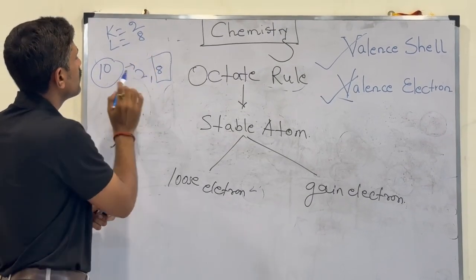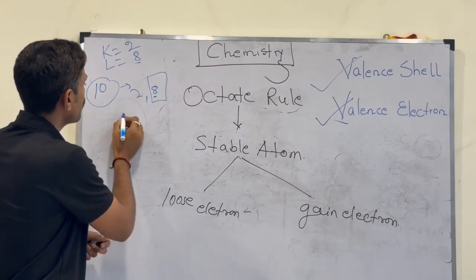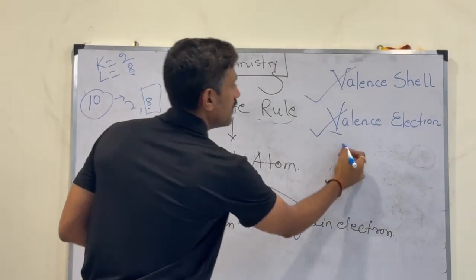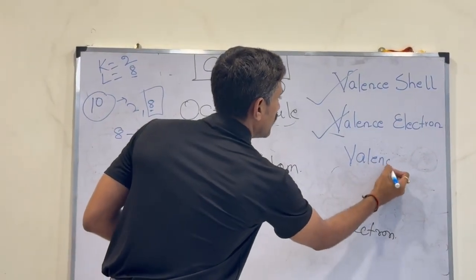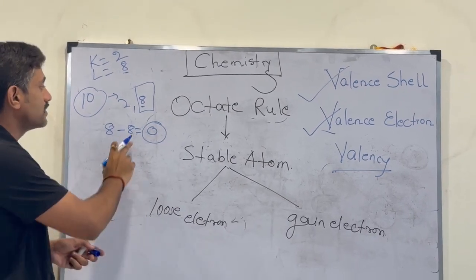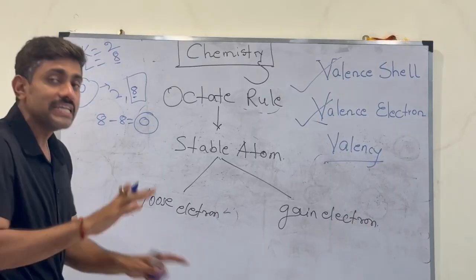Now, L can have a maximum of 8 and it has 8. So what will happen? 8 minus 8 equals 0. This is known as valency. This valency calculation, I'll give you more examples. Don't worry about it, because this might be a little confusing. But if you understand the entire calculation, this will be amazingly easy.